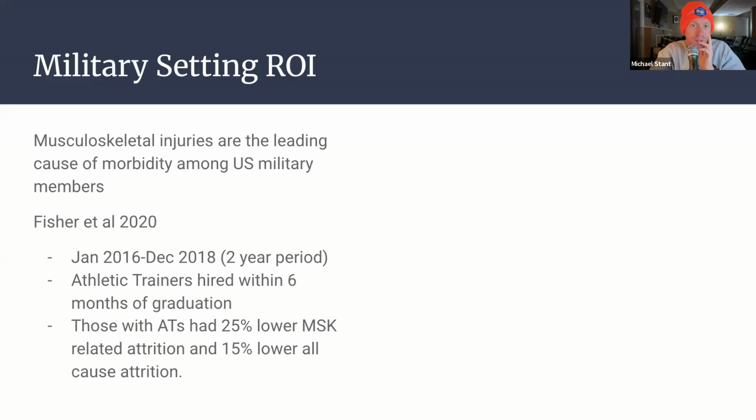But there was a control squadron where there was no athletic trainer embedded, and then there was one squadron that had two athletic trainers that were overseen by a sports med fellow. Those with ATs had 25% lower risk of injury and related attrition, and 15% lower all cause attrition. So attrition is someone dropping out of basic training. This is kind of what they're looking at. This was at the Air Force basic training base.